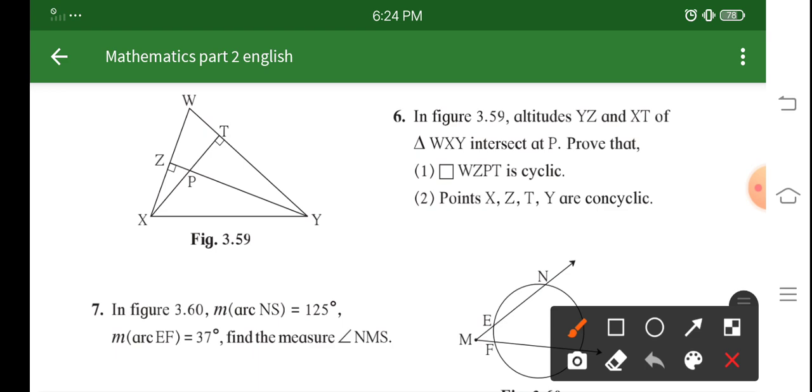WZPT. Can you see this? WZ and PT. So they are cyclic. That we have to prove. Same thing for the cyclic. What we need to prove? We need to prove that the opposite angles should sum to 180.